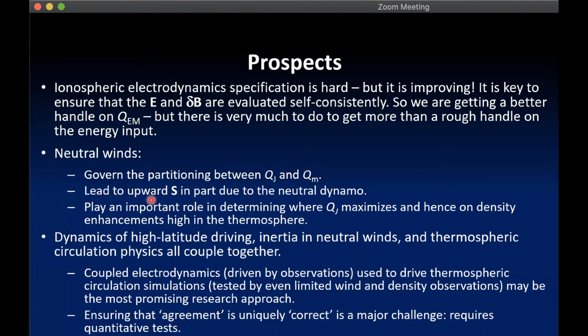They can lead to upward Poynting flux, in part due to the neutral dynamo. And they play a very important role in determining where the Joule heating actually maximizes. And hence, they play a really important role in the density enhancements high in the thermosphere.